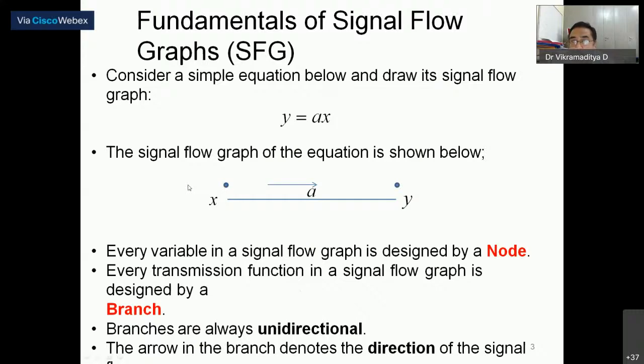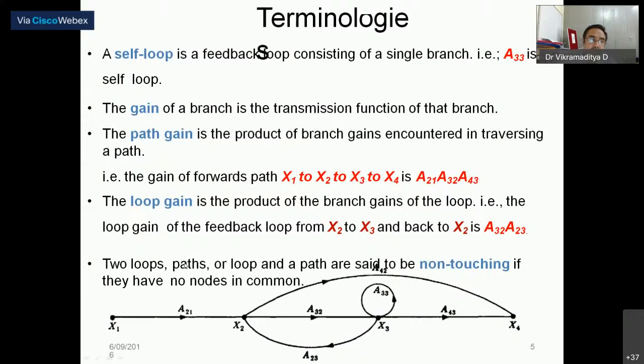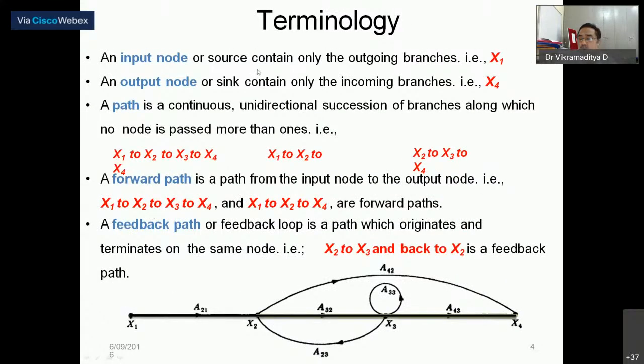Now the nodes have also been classified. The transmission line, the link, has also been classified. So let us look at how they have been classified. First of all, the node is clear. A node represents a variable. Now a node can be of different types. There can be an input node, there can be an output node, and there can be a sink node. So what is the input node? The input node, also known as the source node, contains only outgoing branches, meaning something is going out from it, so it is called outgoing.